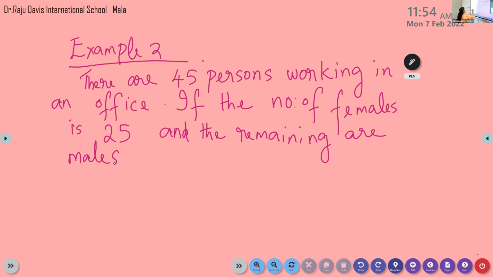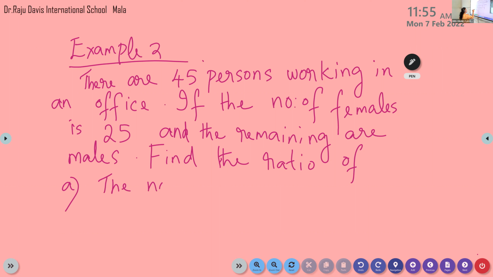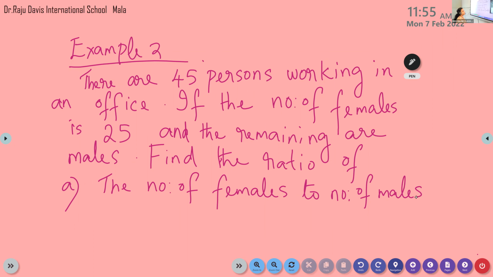Find the ratio of, A, the number of females to the number of males. Females are ladies, and males are gentlemen.